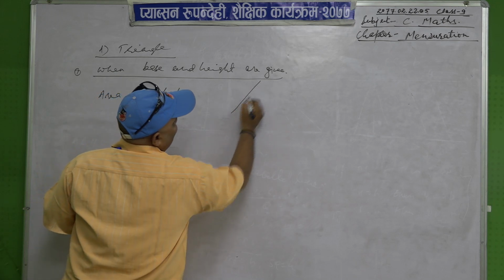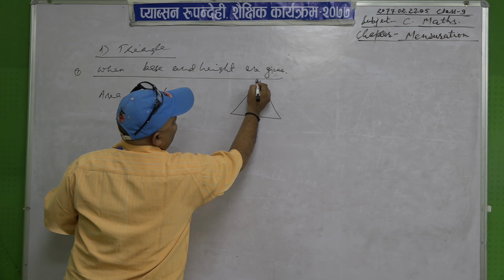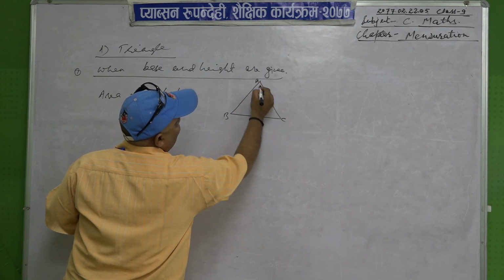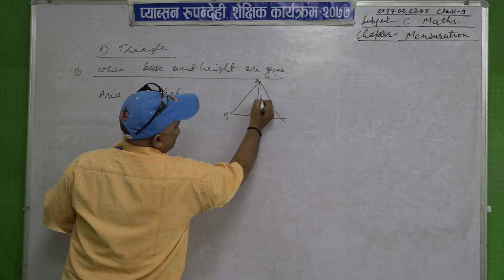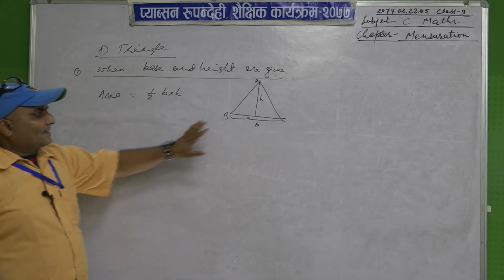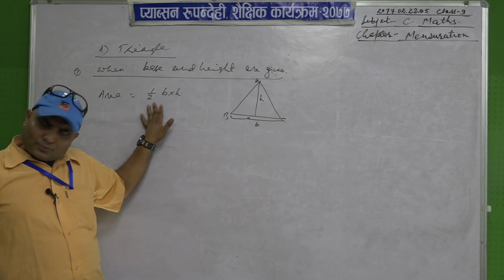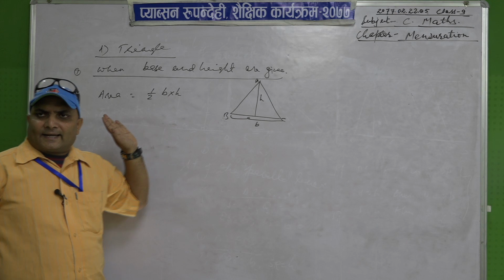The figure may be this way. When this height is given and this base is given, at that time we find the area of the triangle by using 1 by 2 base into height.